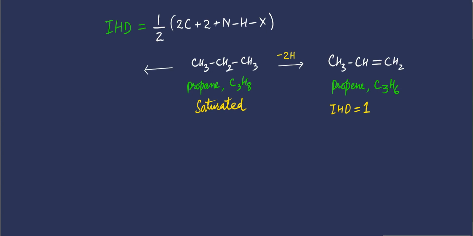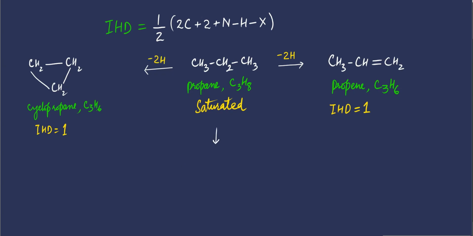Alternatively, if the 3 carbons form a ring structure, it is called cyclopropane. With molecular formula C3H6. Again we can say, IHD equals 1. Because it has 2 hydrogens less than saturated propane structure.